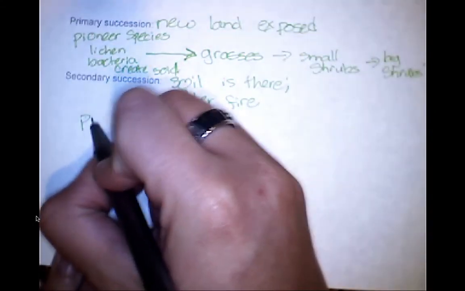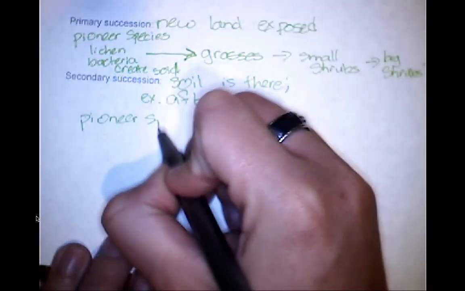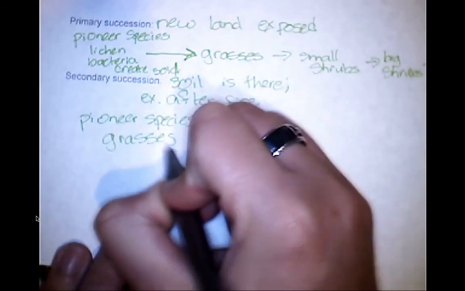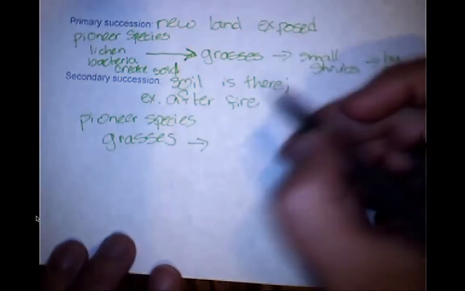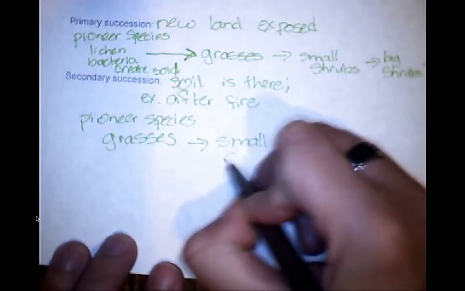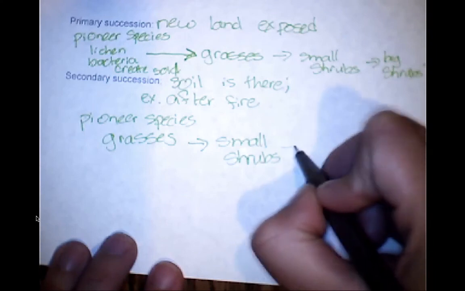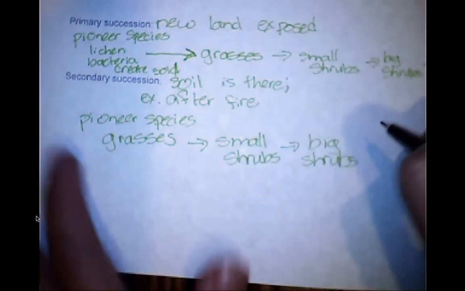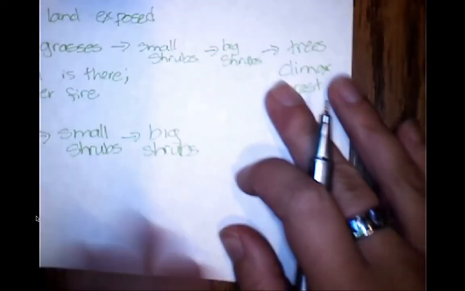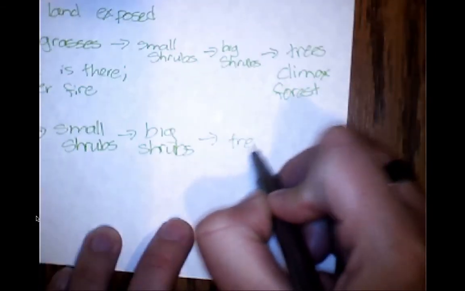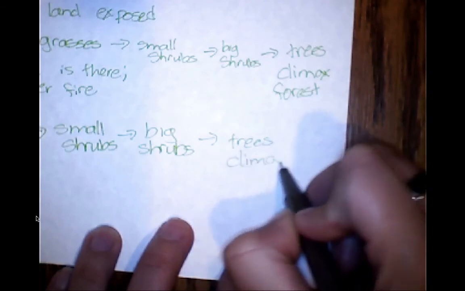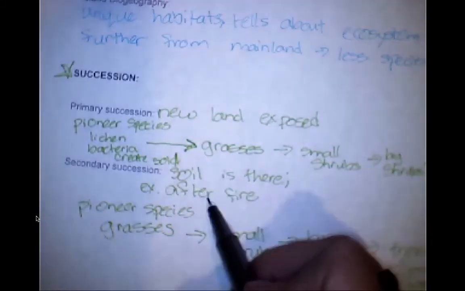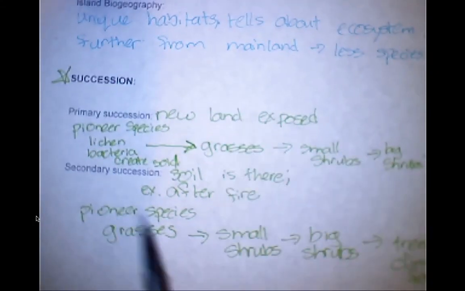So what your pioneer species is in this case, we don't need those lichen and bacteria to come in and create soil, so we just start with the grasses. The first thing you'll see after a fire is grasses. And then you'll start to see the small shrubs. And then birds start to move in. You'll start to see bigger shrubs, and you start to see some mammals moving in and reptiles and all that kind of stuff. And then eventually you get to the trees and your climax forest again. Okay. The difference is that primary has no soil, secondary there is soil, and it's just the process of going and getting bigger.